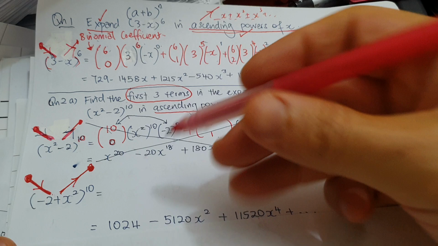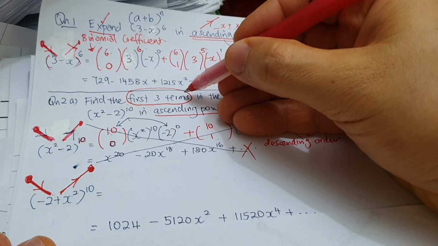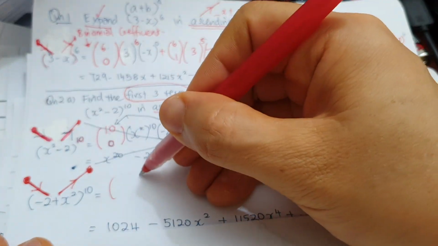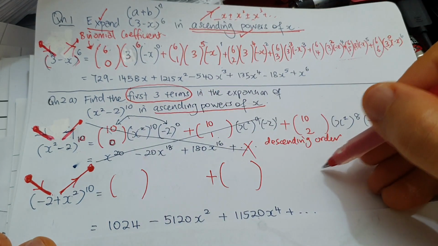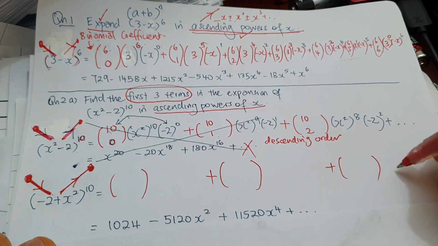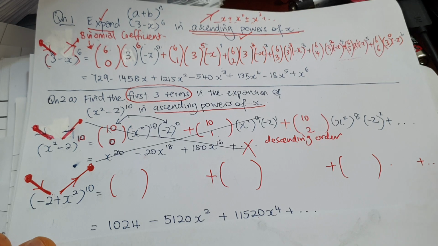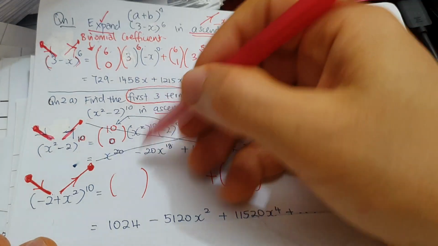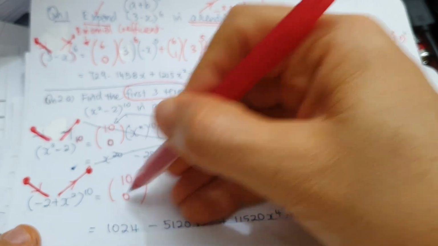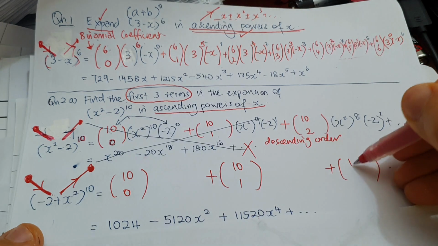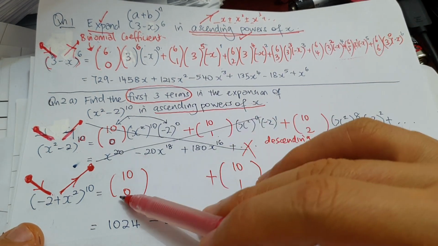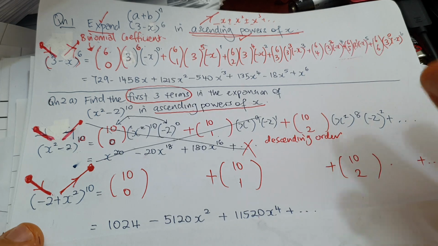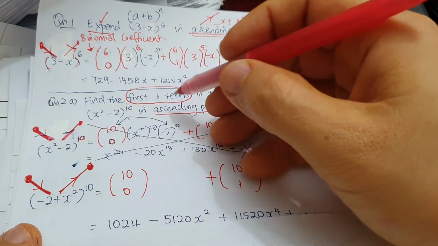Okay, now how do I do it? Very simple. They want the first 3 terms. I must have 3 binomial coefficients. Okay, then put a continue here. Alright, then what do I put here? 10 choose 0, 10 choose 1, 10 choose 2, finish. Okay, whether ascending or descending, it's always 0, 1, 2, like that. Okay, next.